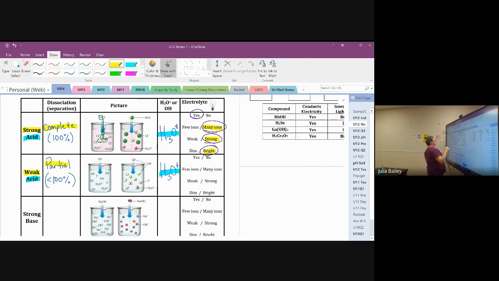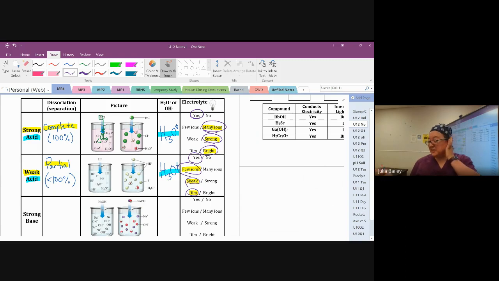Versus a weak acid, yes, it will still conduct electricity, but because it is weak, there will be few ions. That's what weak means. And that means the light bulb will be dimmer because there are few ions. So the word strong and the word weak tell us specifically how many ions are dissolved in there. I know, again, that this is a kind of confusing way to talk about the word strong and the word weak.